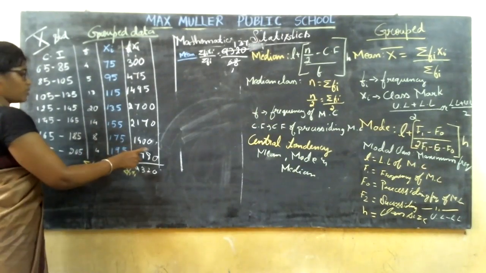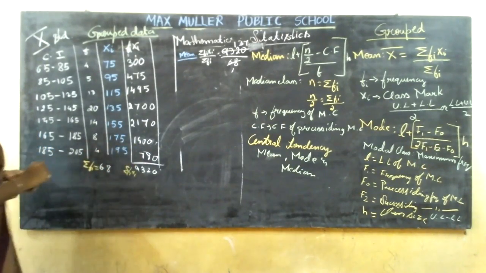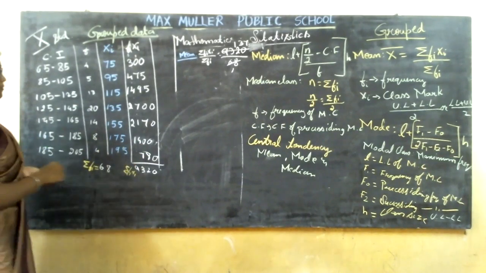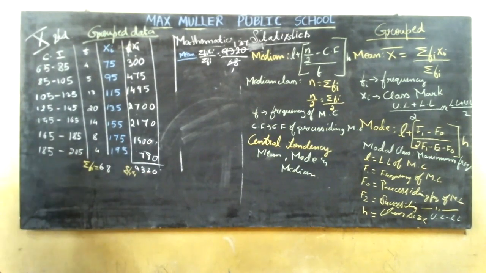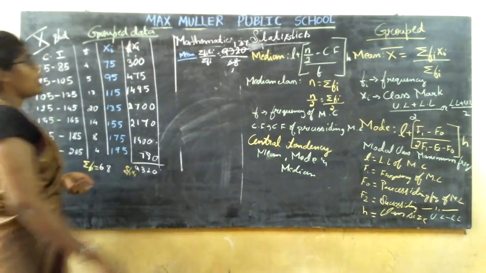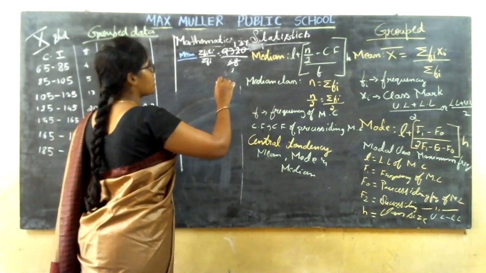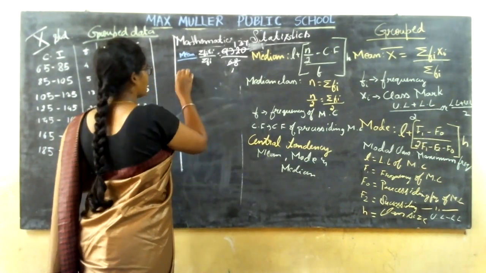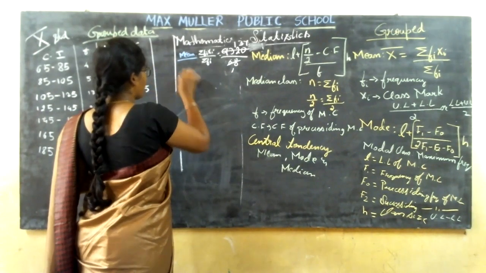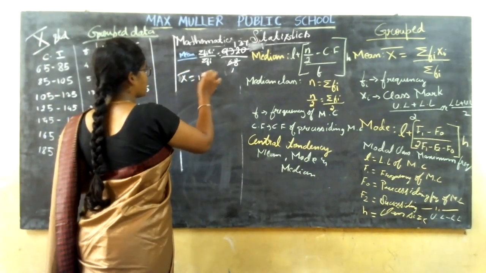Yeah, this was the wrong one here. 8 into 175 is 1,400. So the sum what you get is 9,320. And if you divide it with 68, you get 137.05. Let me take it as 137. So mean what I get is 137.